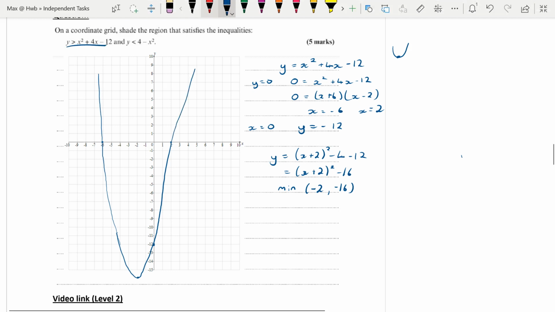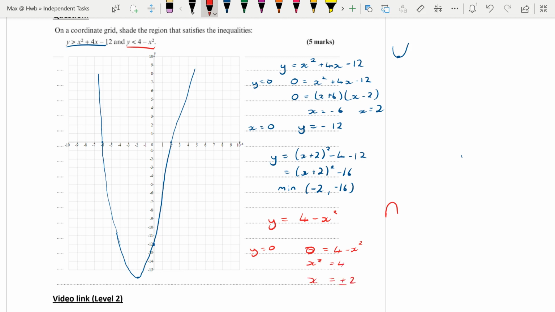The next one I'm going to look at is a little bit easier. I'm going to look at y equals 4 minus x squared. You notice it's a minus x squared, so it should now be an N shape. If I do y equals 0 and solve it, I get 0 equals 4 minus x squared, so x squared must be 4. So x must be plus or minus 2, and it's going to cross at plus and minus 2.